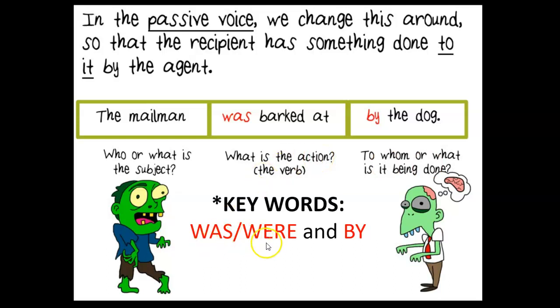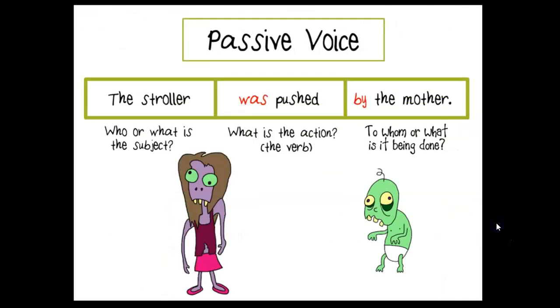If you see was or were or by in a sentence, like "The cat was barked at by the dog," that's a big clue that the sentence is written in passive voice. Here's another example. The stroller was pushed by the mother.